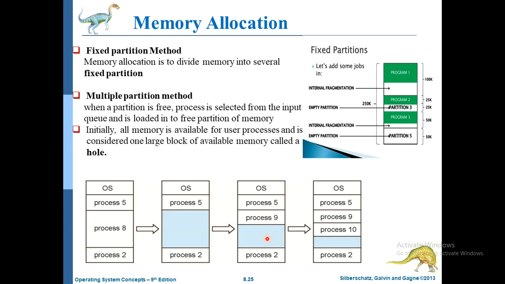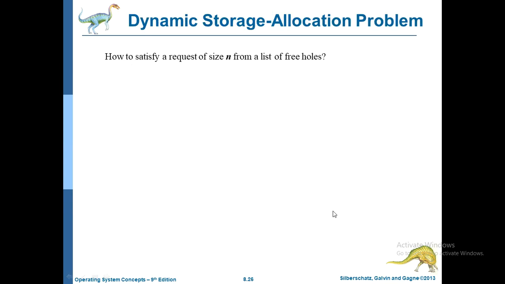Now process 10 enters into the main memory. In that case, the process 10 size is 30 KB. Again we divide this 70 KB into 30 and 40, right? And process 10 will be stored in the 30 KB space, right? Understood? Yes.